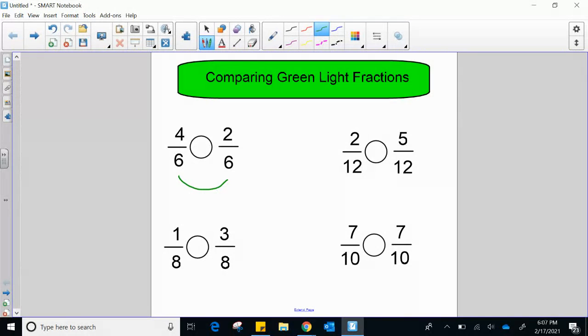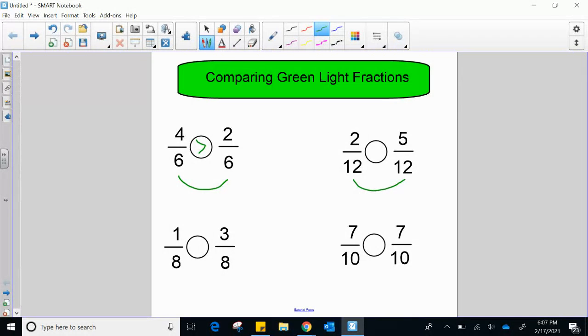Because the denominator is the same size, we're really just looking at the same size pieces for each fraction. So if I have 4 of these sixths and I have 2 of these sixths, clearly having 4 sixths is greater than 2 sixths, just like having 4 apples would be greater than having 2 apples. The mouth of the symbol always opens to the greater fraction.